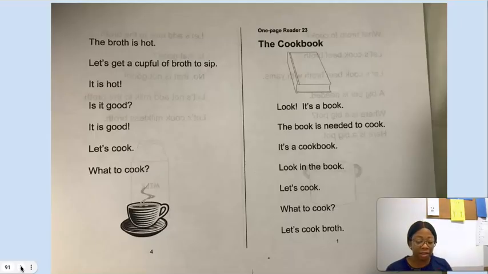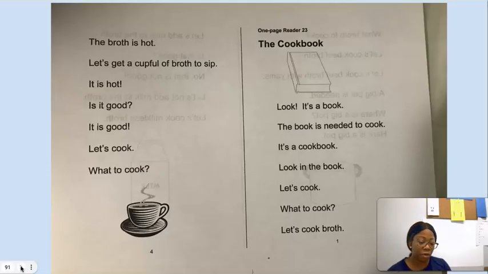Okay. So it says the cookbook. Look, it's a book. The book is needed to cook. It's a cookbook. Look in the book. Let's cook. What to cook? Let's cook broth. Go ahead. Look, it's a book. The book is needed to cook. It's a cookbook. Look in the book. Let's cook. What to cook? Let's cook broth.